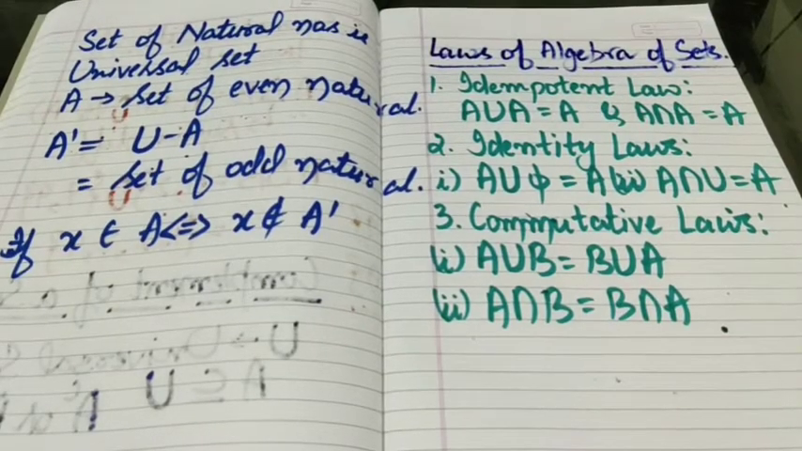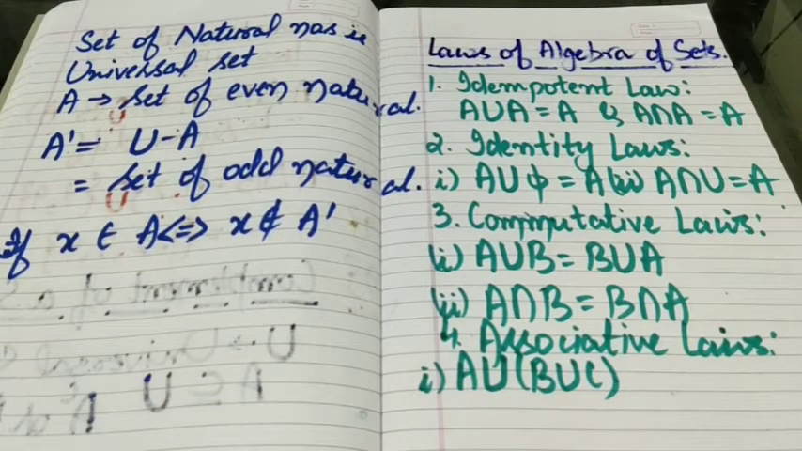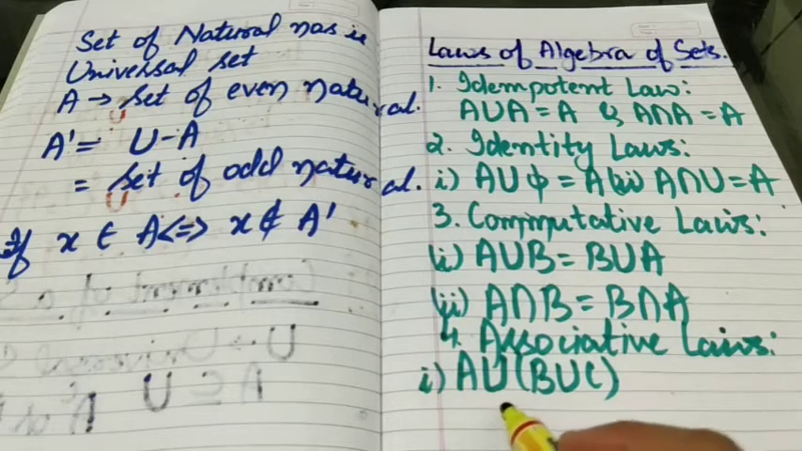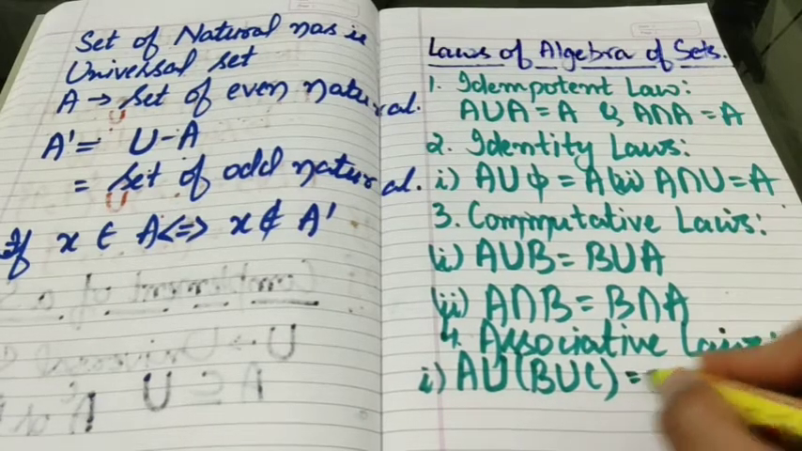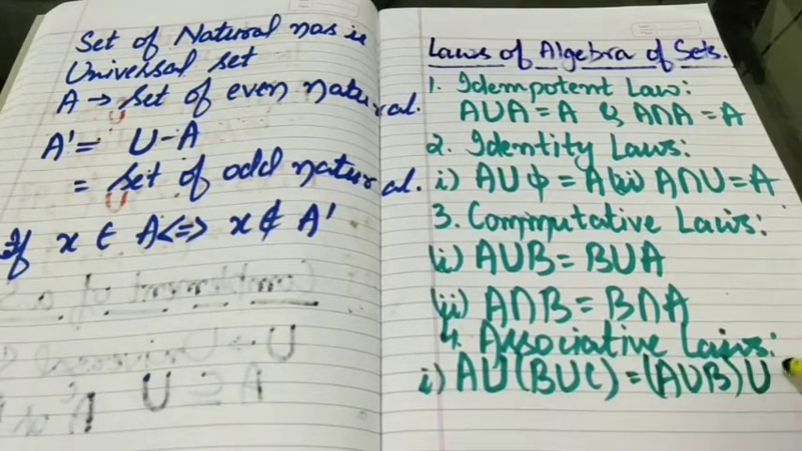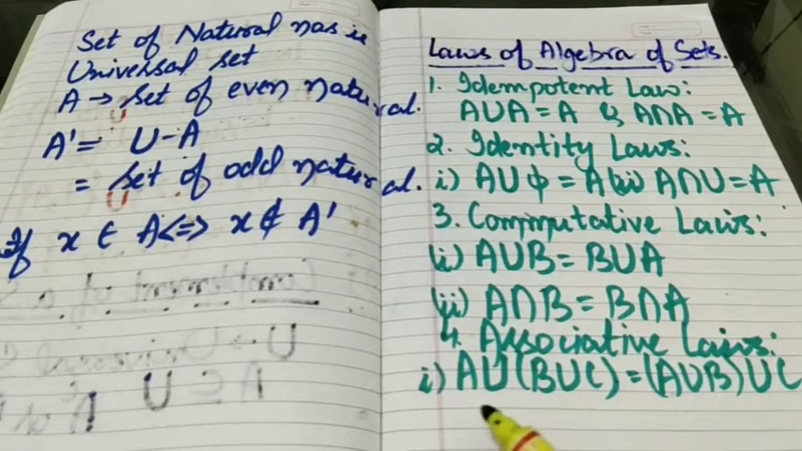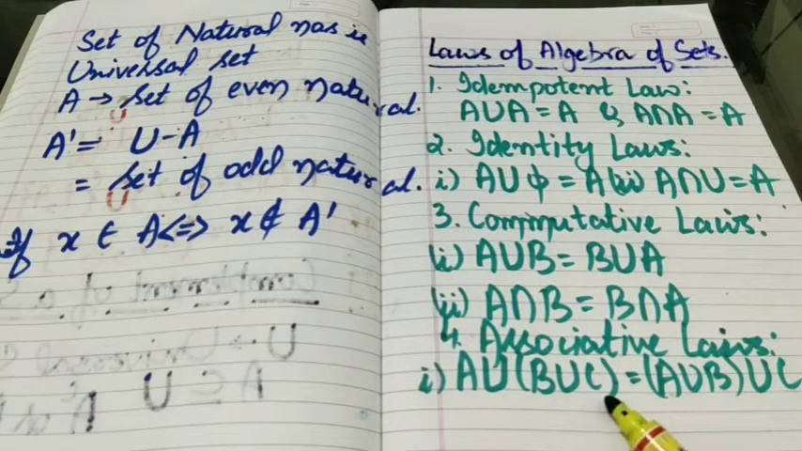In the same way, we have associative laws for three sets A, B and C, and again union and intersection both are associative. So for the associative law under union, A union (B union C) equals (A union B) union C, which means whatsoever the way of grouping of sets A, B and C, the union of these three sets will always remain the same irrespective of the pattern of their grouping.